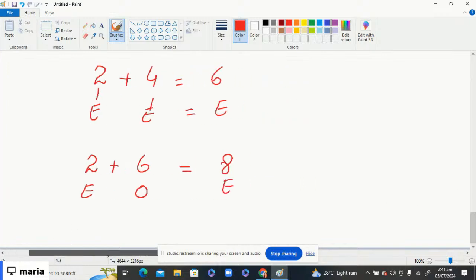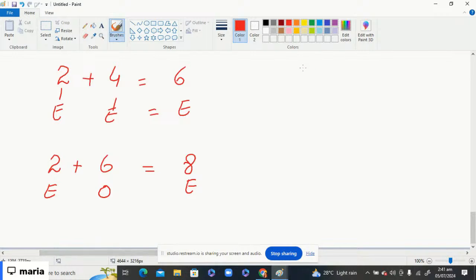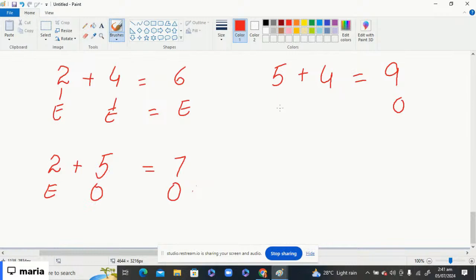Okay, the other rule is, if one is even and one is odd, then you get the answer always odd. When you add first odd and second even, this is also odd. This is odd and here is even. And if there are two odd numbers like 5 and 3, then you get the answer even always. These are basically the four rules for that.